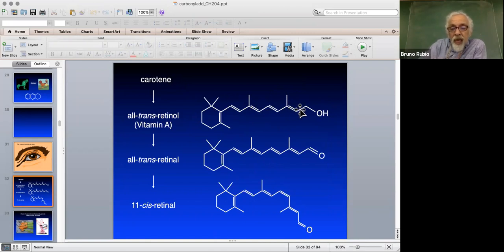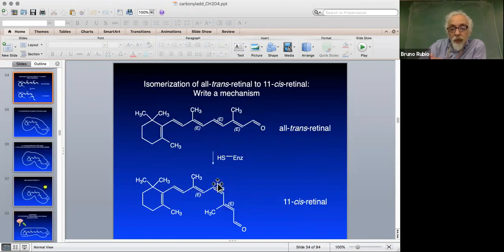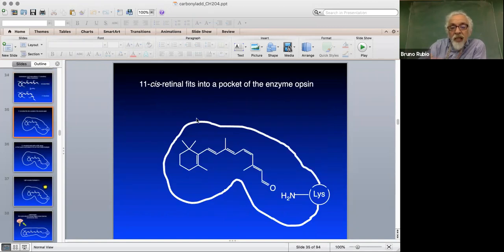Now there is an oxidation in which this alcohol functionality at the end here is converted to an aldehyde, and then another enzyme gets involved and converts one of these double bonds of this aldehyde from a trans to a cis double bond, and so we have this 11 cis retinal. Okay, the 11 cis retinal finds its way into the pocket of the enzyme opsin. Where is this happening? This is happening in your eyes. This is happening in your retina.